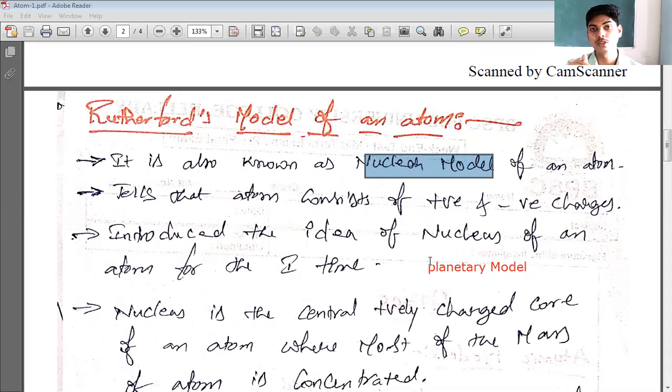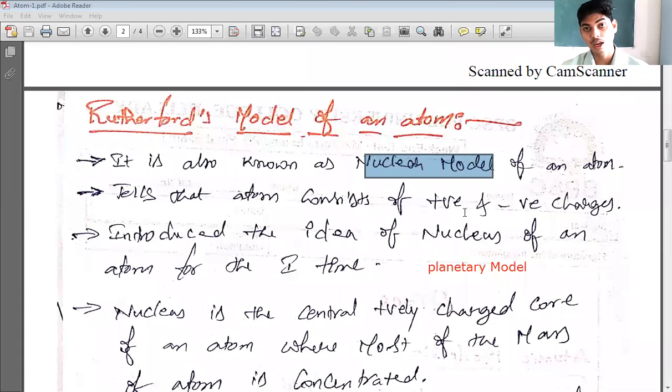Not all the mass is concentrated in the nucleus. Atom na complete mass nucleus nalli illa. Most of the mass of the atom is concentrated in the nucleus. ಇನ್ನೊಂದು ಸ್ವಲ್ಪ mass nucleus ಇಂದ ಹೊರಗೂ ಇದೆ. ಆ mass ಏನು ಅಂತ ಆಮೇಲೆ ಹೇಳ್ತೀನಿ. According to Rutherford, positive charge is not distributed throughout the volume of the atom. Instead, all the positive charge and most of the mass of the atom is concentrated at the center of the atom called as nucleus, right?